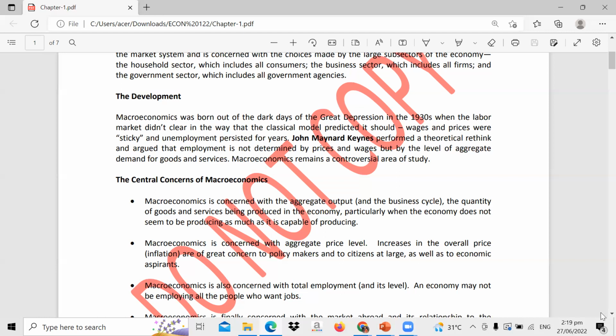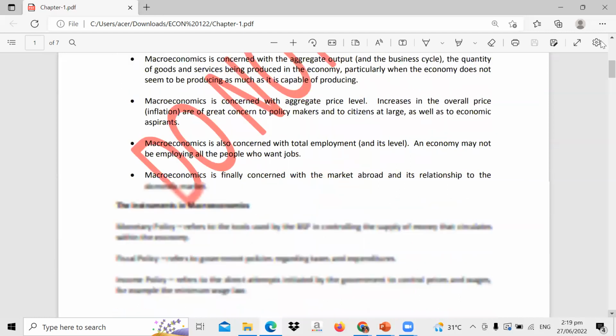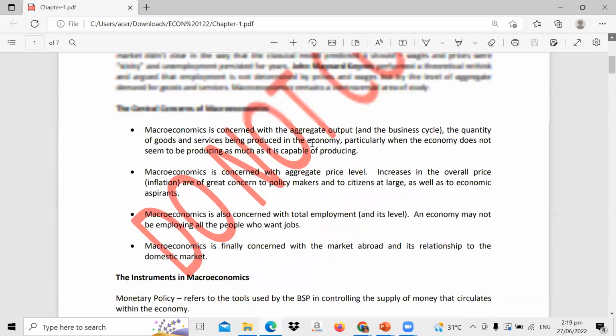Now, the central concern of macroeconomics, you have it here: the aggregate output, the business cycle, the quantity of goods and services being produced in the economy, particularly when the economy does not seem to be producing as much as it is capable of producing. So we will be talking about our GDP, the gross domestic product, and the gross national product, as to the aggregate output. And then the second one, macroeconomics is concerned with the aggregate price level.